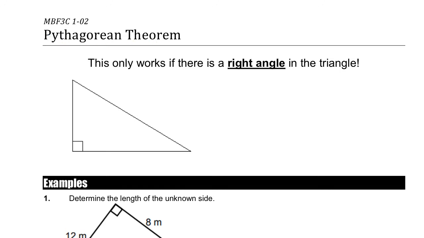So the Pythagorean theorem is a rule that works for every right triangle. This only works if there is a right angle in the triangle. If you have a different triangle with no right angle, this won't work. A lot of people try to make it work, but it only works if there's a right angle in your triangle. You probably remember the Pythagorean theorem.